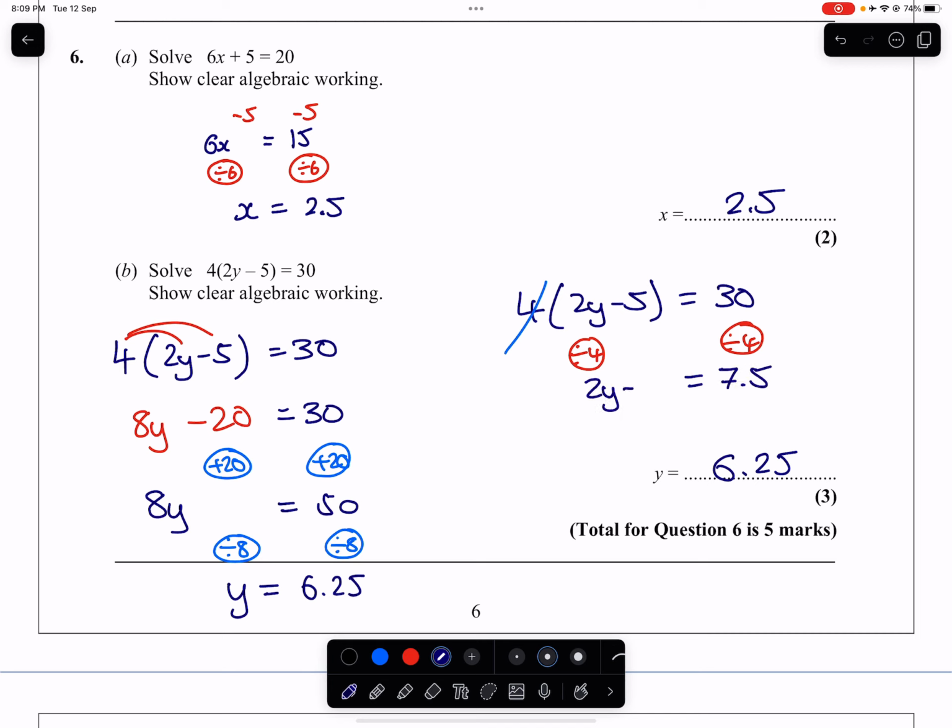The bracket is now gone because the only reason it was there was the 4. And then you're 2 steps away to get your answer. First step, we add 5 to both sides, which will give us this. And then if we divide both sides by 2, that gives us 6.25 also. Done.